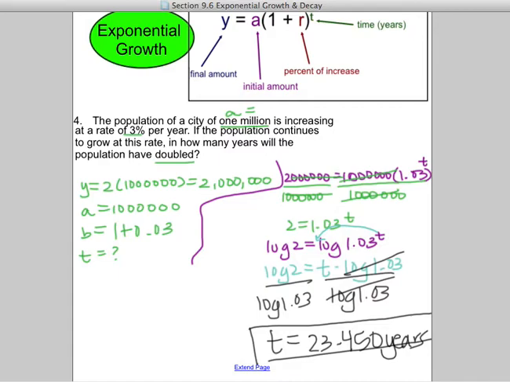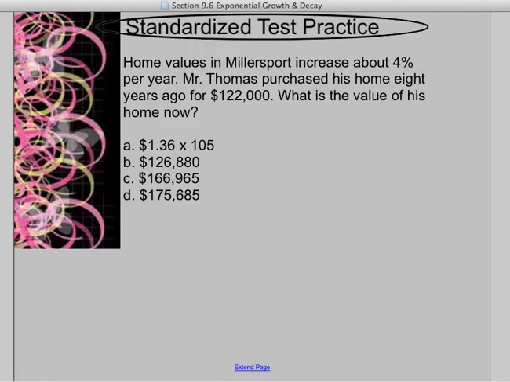All right, example 5, standardized test practice. We have home values in Miller Sport increased by 4% per year. Mr. Thomas purchased his home 8 years ago for $122,000. What is the value of his home now? I would like you to pause the video and do this standardized practice test on your own. Okay, so pause the video and go ahead and do this.